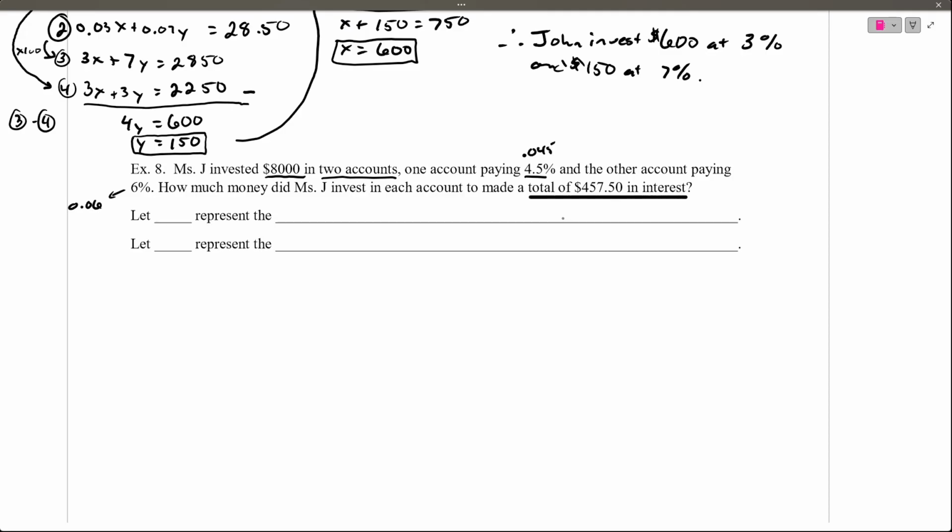All right, we have all the information we need. And again, this is the exact same problem as last time. So there's two accounts, and we need to figure out exactly how much was invested in each account. That's our goal. So let's say let X represent the amount invested at 4.5%. And Y is going to be the amount invested at 6%.